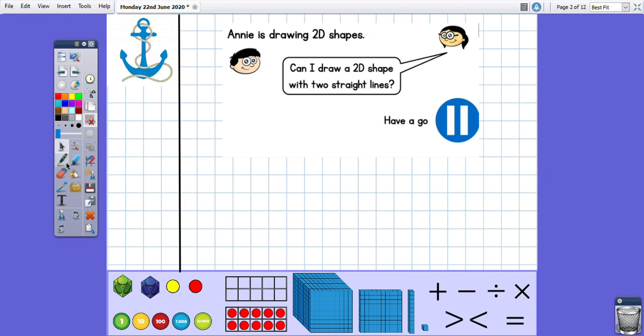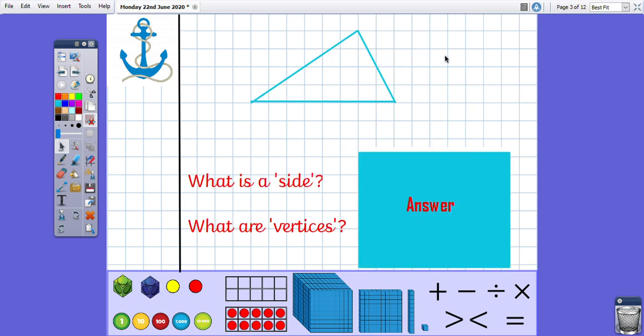Okay, now the answer is no, you can't draw a 2D shape with two lines. So well done for having a go though, and if you said no, then that's brilliant. So before we start, we need to know what is a side and what are vertices. So maybe talk to whoever you're with at the moment and see if you can tell them, and then we will discuss it together. So we know that sides are the side of a shape.